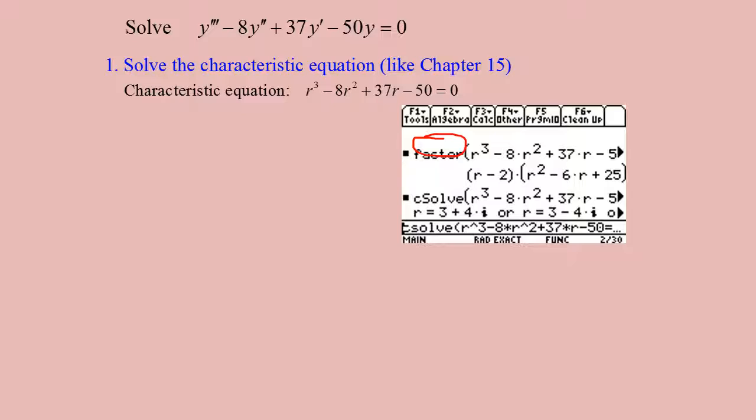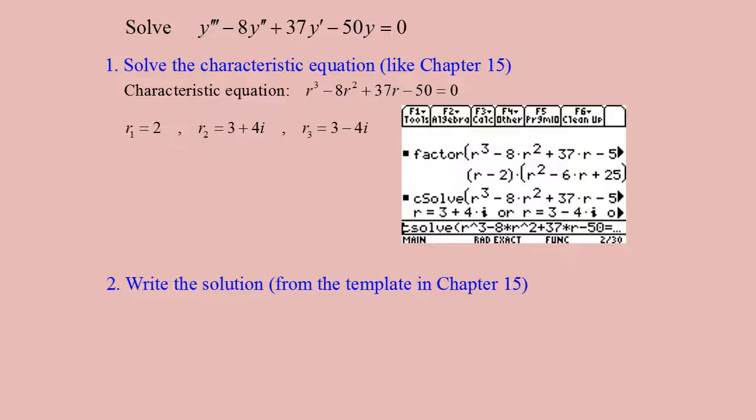Obviously, that would give us r equals 2. Also, our TI-89 has the function csolve built into it, C standing for complex numbers. We can do a csolve on that polynomial and get our complex roots. So here are the two complex roots and then the one real root. So from there we're able to write the solution.